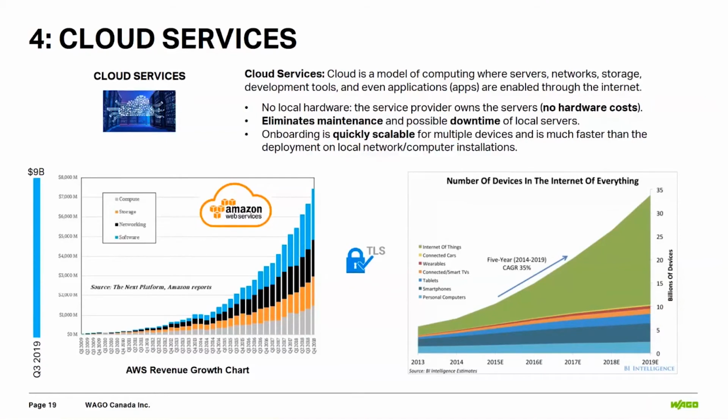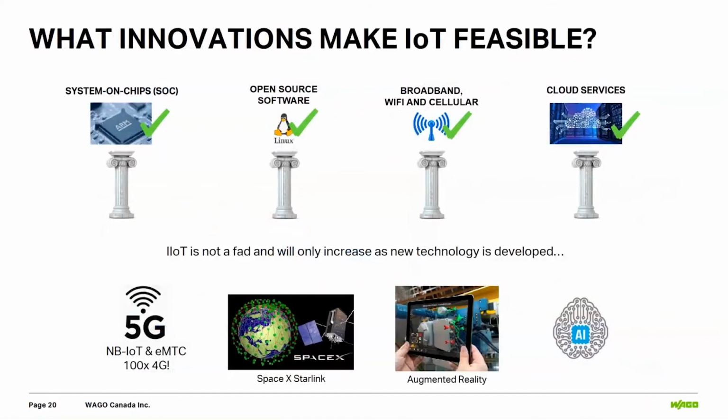So basically, IoT is not a fad. It's only going to increase as new technologies develop. If we look at 5G, 5G will enable more bandwidth to send more data. Starlink by SpaceX will basically allow data transfer anywhere around the globe, even in the most remote areas. Augmented reality will help people implement decision making in real time. And AI, such as machine learning, like we're going to talk about, is enabling automated decision making, and it's enabling us to make better decisions that it wasn't before possible.